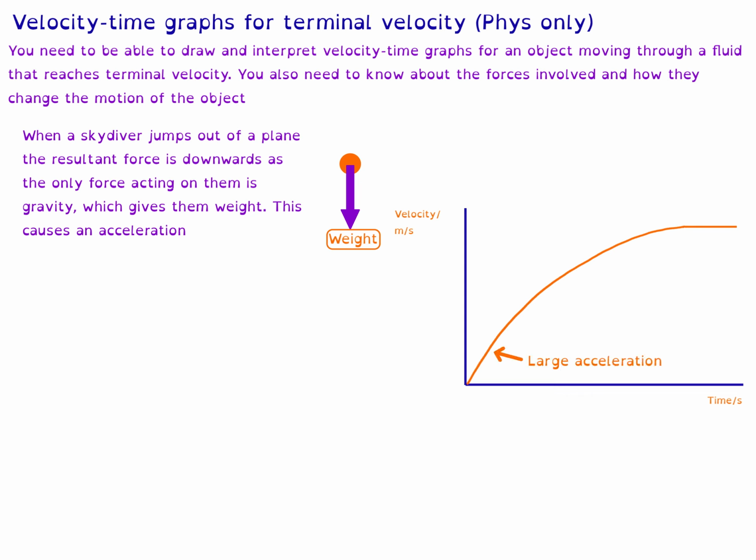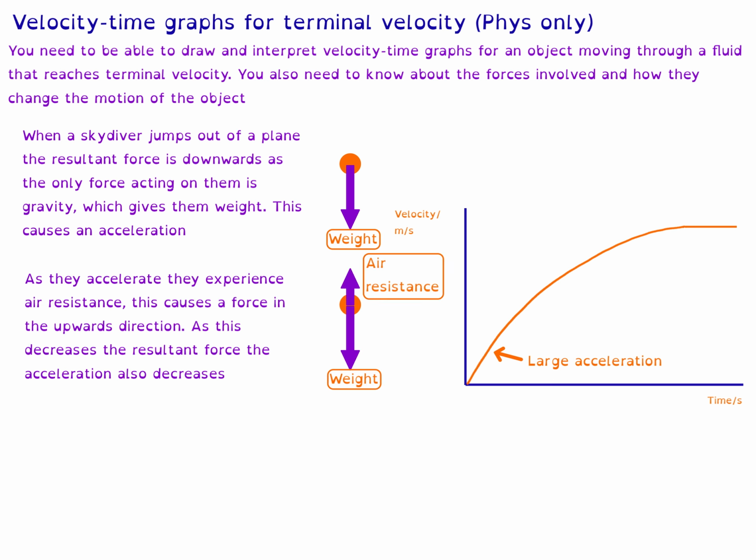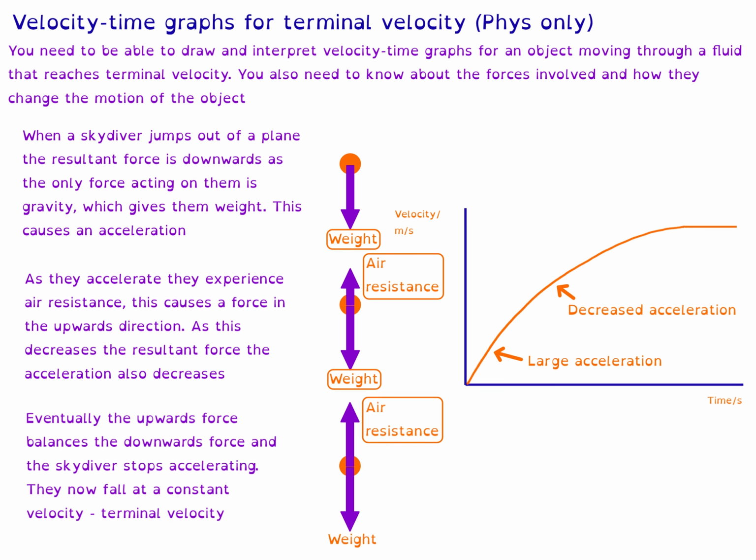This causes an acceleration. As they accelerate, they experience air resistance. This causes a force in the upwards direction. As this decreases the resultant force, the acceleration also decreases. Eventually, the upwards force balances the downwards force and the skydiver stops accelerating. They now fall at a constant velocity. This is their terminal velocity.